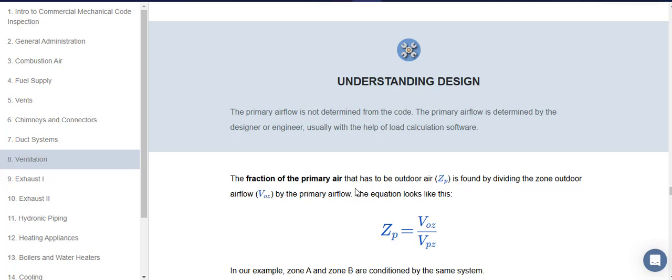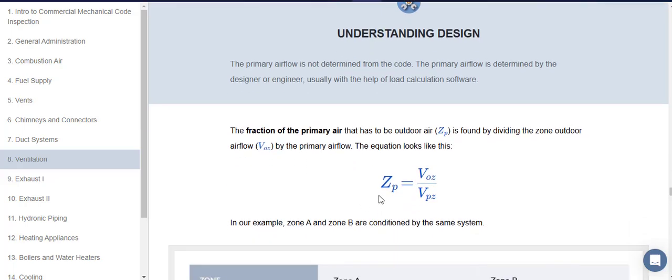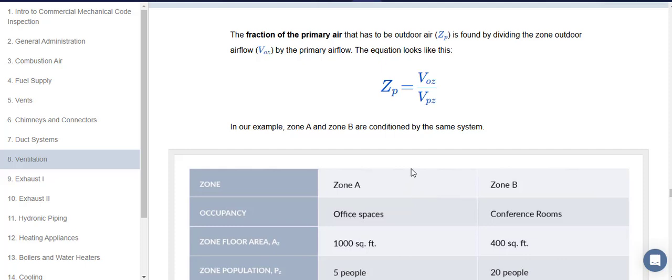The primary airflow is determined by a designer or engineer, usually with the help of load calculation software. The fraction of the primary air that has to be outdoor air, Zp, is found by dividing the zone outdoor airflow, Voz, by the primary airflow. The equation looks like Zp equals Voz divided by Vpz.